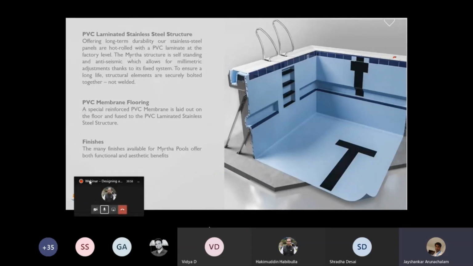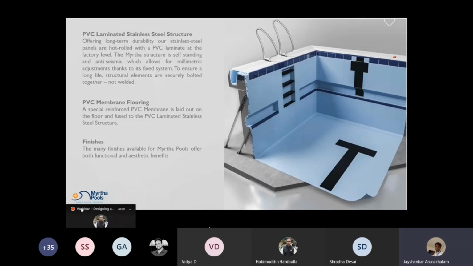MYRTHA Technology has three major components to begin with. The first is the structural part. As I said earlier in the previous session, MYRTHA Technology is an Italian, pre-engineered technology, which has been in use for the last 6 decades now. The three major components are the steel structure, the PVC membrane flooring, and finally the finishes.